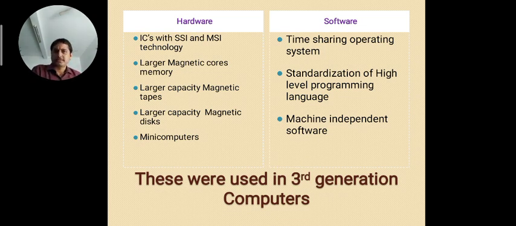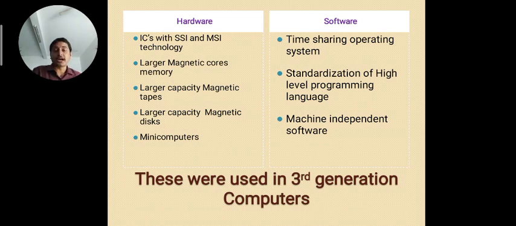Mini computers came into existence in our third generation, means they are part of our third generation computers. When integrated circuits came into existence, only then mini computers came into existence. Now the software which they used was time sharing operating system, standardization of high level programming language.